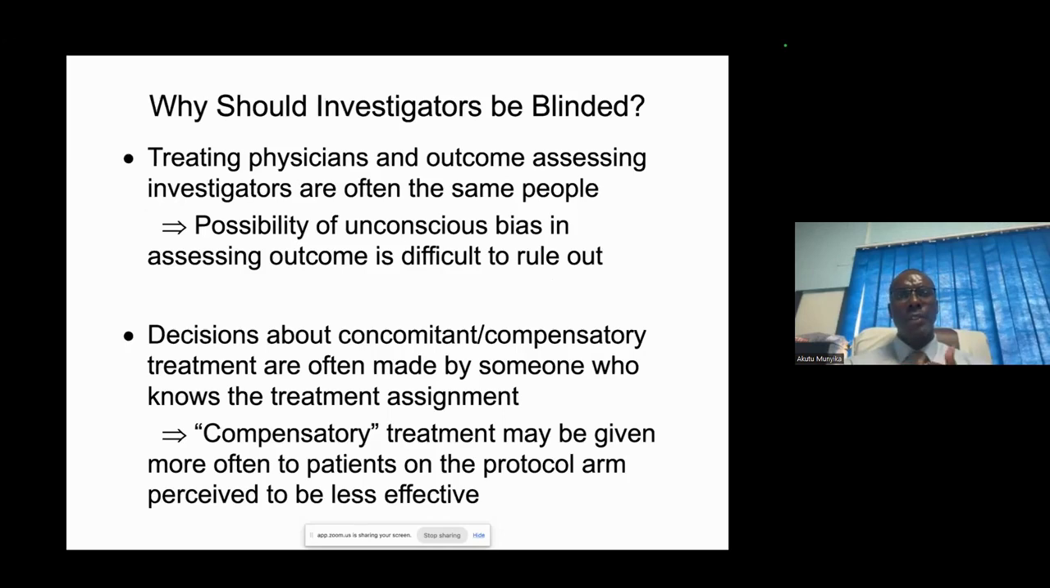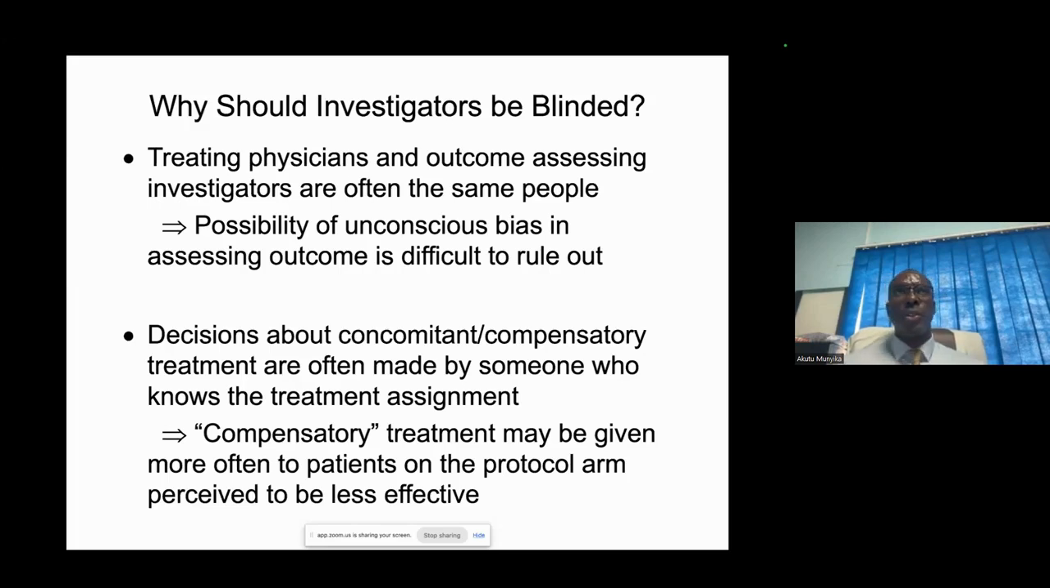Why should investigators be blinded? The treating physicians and outcome assessing investigators are often the same people, especially when it comes to our clinical trials. So the possibility of unconscious bias in assessing the outcome is difficult to rule out. So this is why the investigators are blinded, or this is why it's important for them to be blinded. Decisions about concomitant, compensatory treatment are often made by someone who knows the treatment assignment.